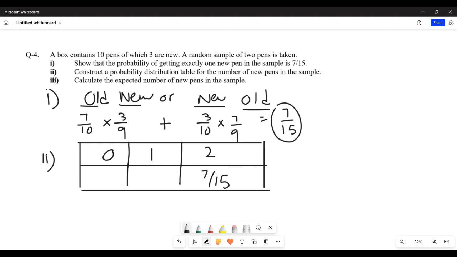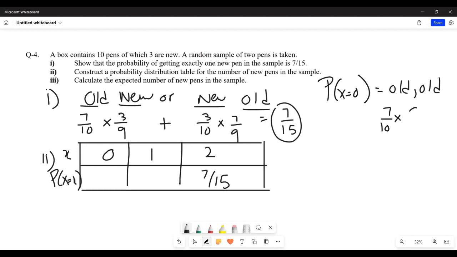So I'm going to write this as X. This is probability X equals x. So probability X equals 0. No new pen is drawn. So that would be the first pen is old and the second pen is old as well. So that is going to be 7 by 10 times 6 by 9, which is equal to 7 by 15.